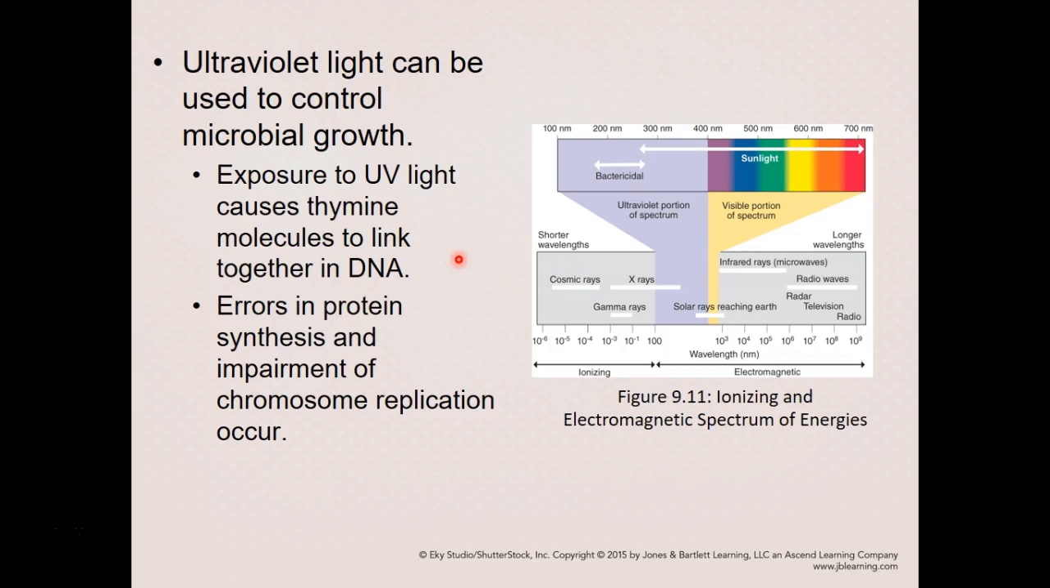Radiation can be used to control microbial growth. There are different types of radiation. Gamma radiation or irradiation and UV radiation are the types that I typically talk about. Irradiation and gamma radiation really are about the same, whereas UV radiation is a little bit different. UV radiation affects microbes, but it's not strong enough to go through glass. It's not strong enough to go through plastic.